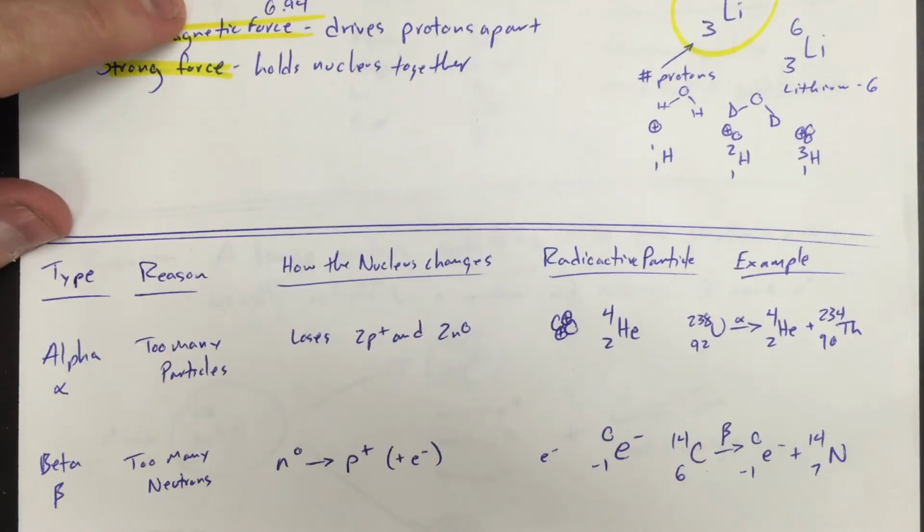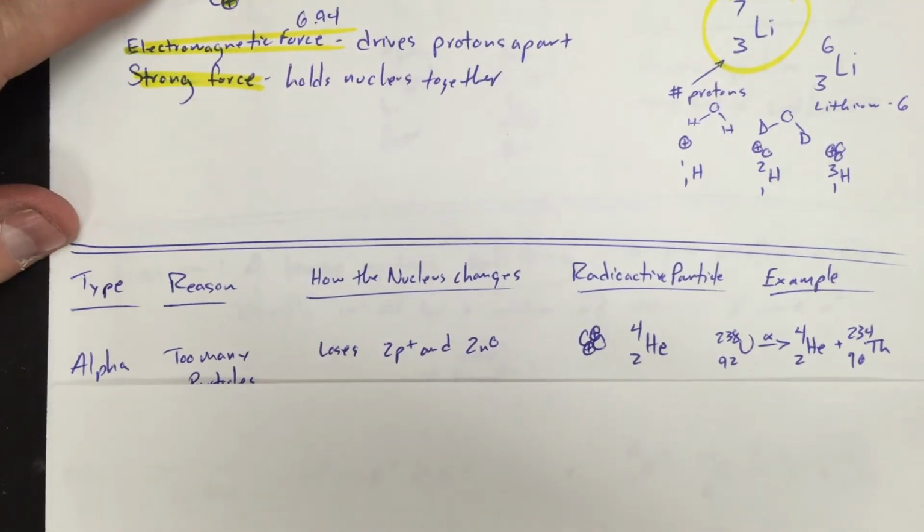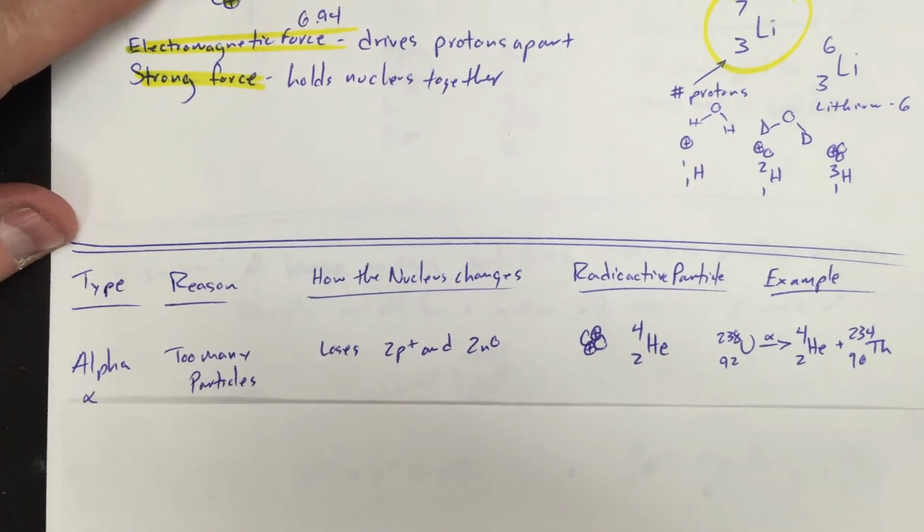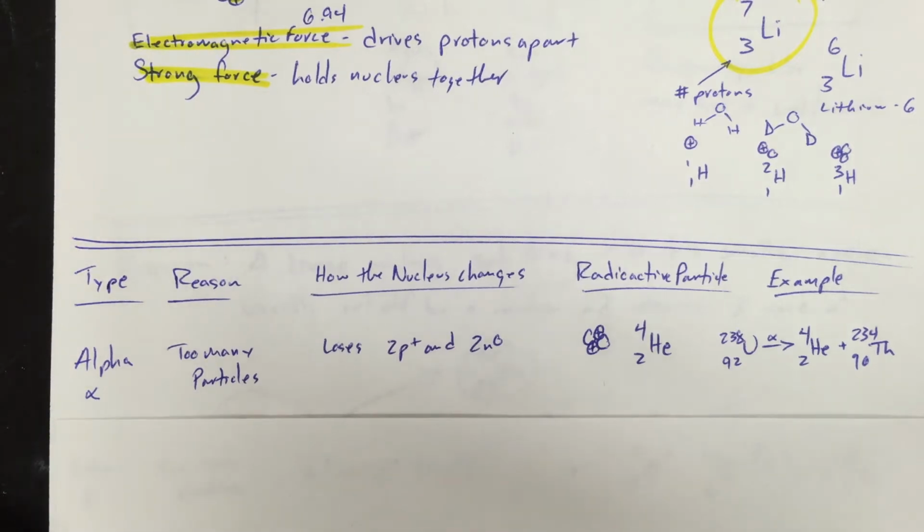All right, so we've already talked about this. We'll continue on. Here are the different kinds of radiation that we need to know. There are 8 or 9 different kinds, but the 3 kinds we're going to talk about are alpha, beta, and gamma.